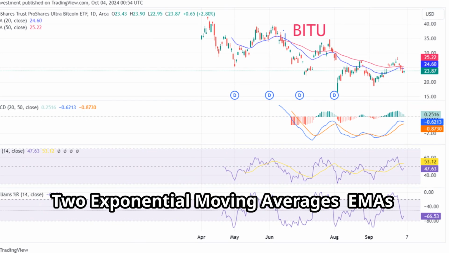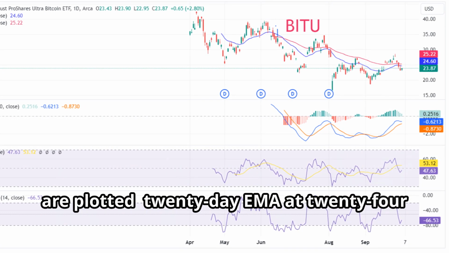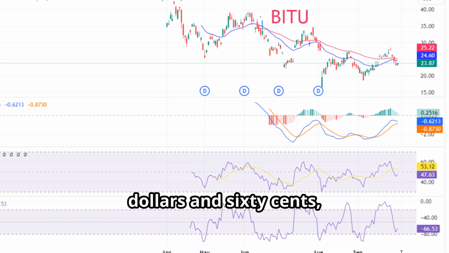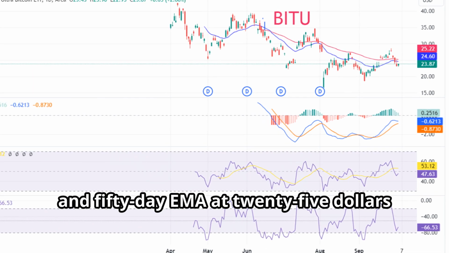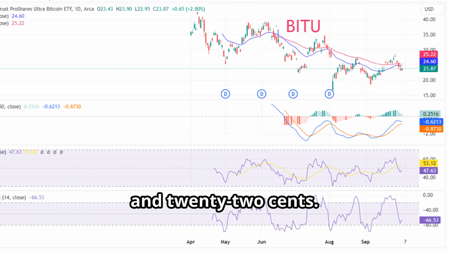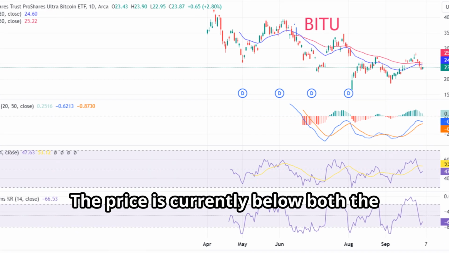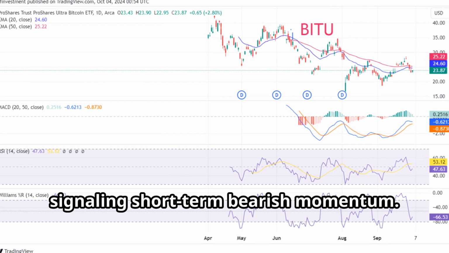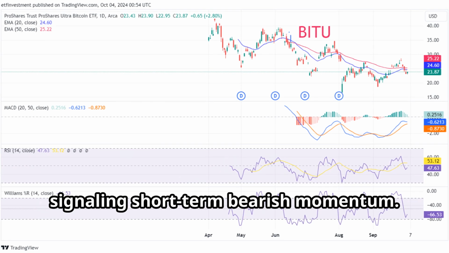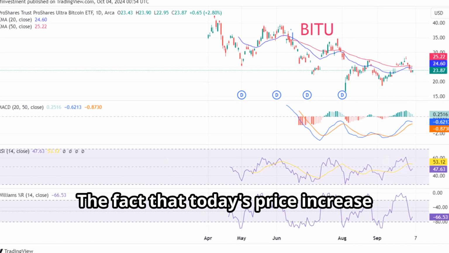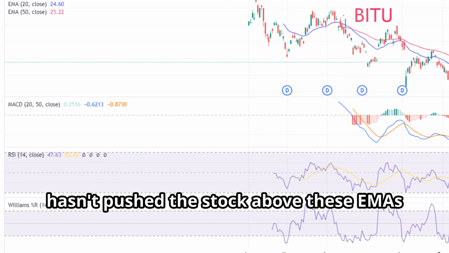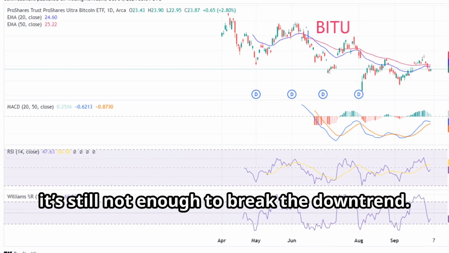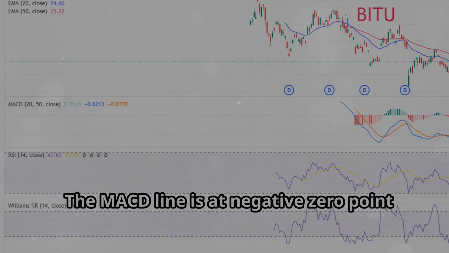2 exponential moving averages, EMAs, are plotted. 20-day EMA at $24.60 and 50-day EMA at $25.22. The price is currently below both the 20-day and 50-day EMAs, signaling short-term bearish momentum. The fact that today's price increase hasn't pushed the stock above these EMAs suggests that while there's some upward momentum, it's still not enough to break the downtrend.